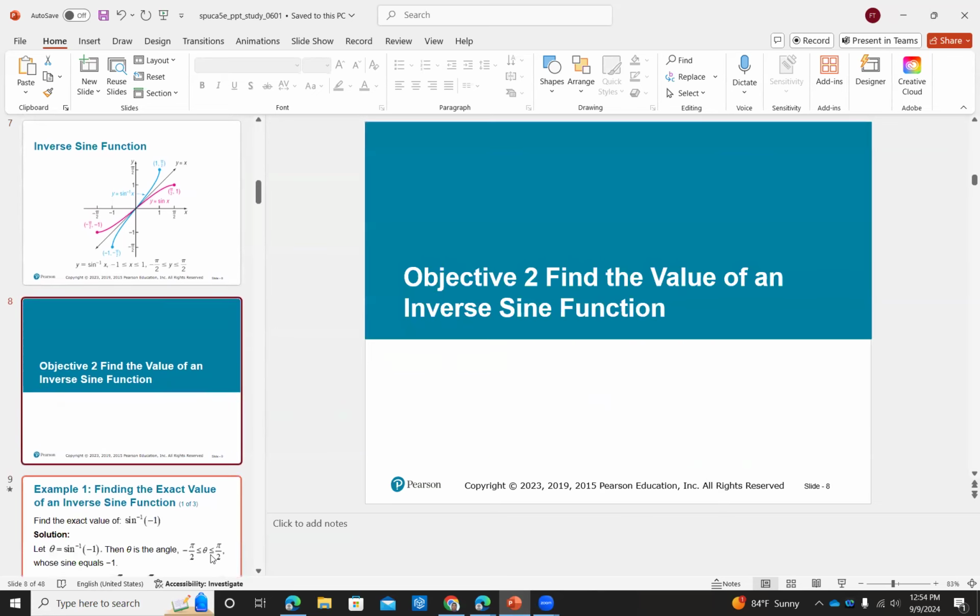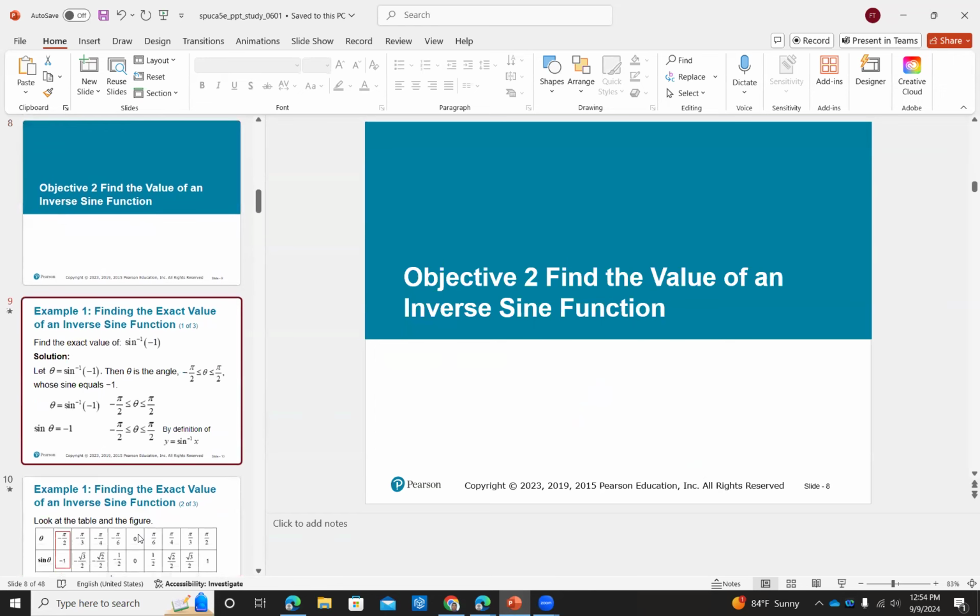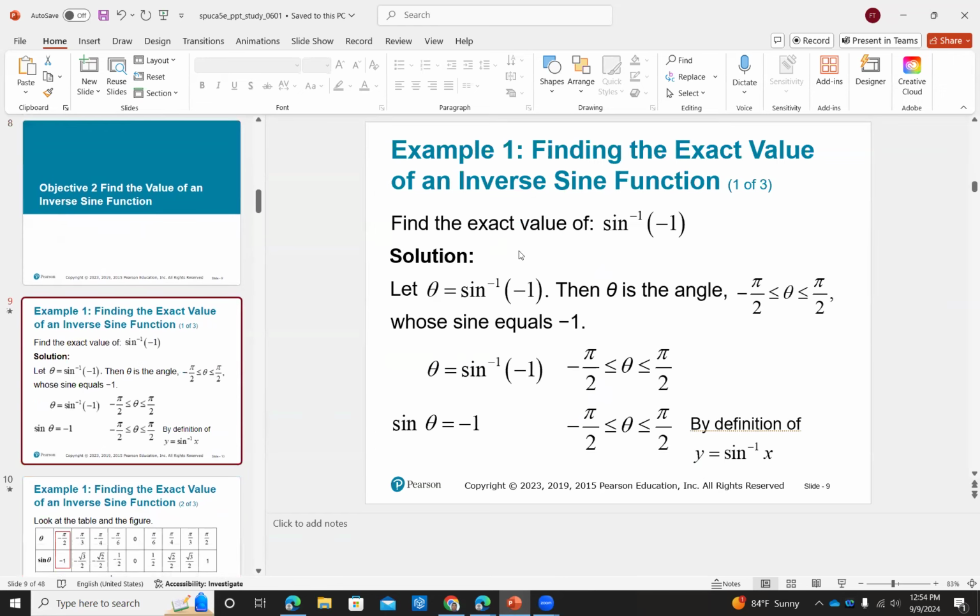Okay, so we're gonna now look at an example to find the inverse sine of a value. So here's the question: can you find the exact value of inverse sine of -1? If I translate this question to English, it asks: what is the angle whose sine value is equal to -1? And you have to tell me an angle between -pi/2 and +pi/2, because arc sine is only defined from -pi/2 to +pi/2.